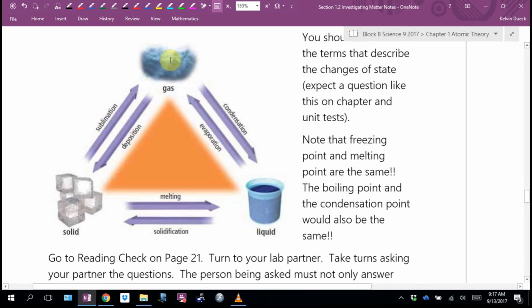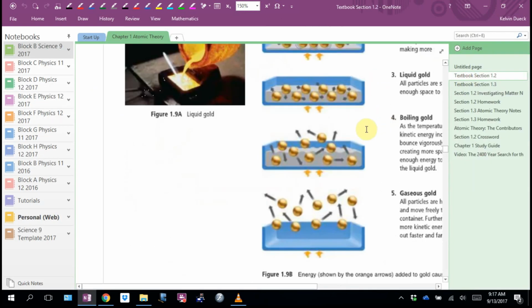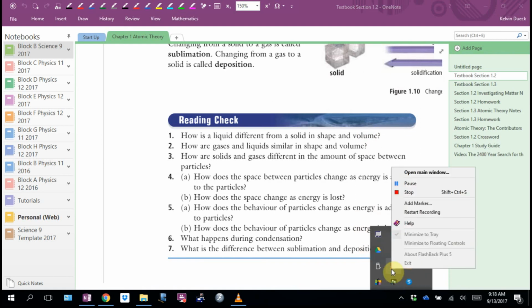Can you look at the reading check on page 21? And your job is, you guys are going to do this as a group of 3, so one of you is going to ask it of 2 people, but you're going to decide who's reading and who's asking. Turn to your neighbor, and you're going to take turns, or you can do one question at a time, alternating, asking your partner the questions. The person being asked must not only answer the question, they must convince the questioner that they are correct. In other words, they can't just say no or yes, they have to say, and because, why? And if the questioner thinks the answer is wrong, they must correct it. So this is the reading check. It is right here. You got 7 questions. I'm going to pause and give you a couple of minutes.